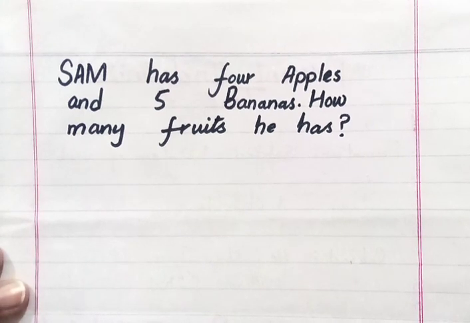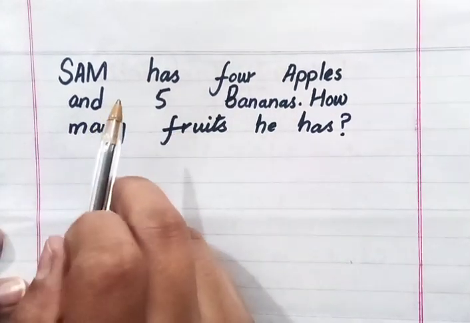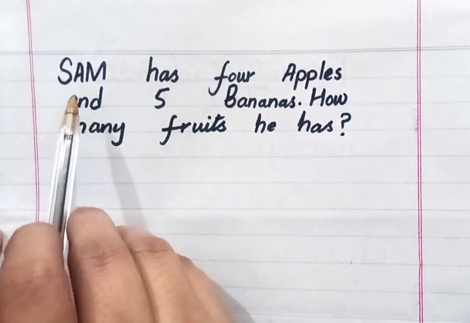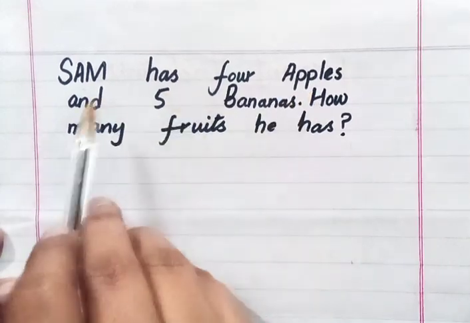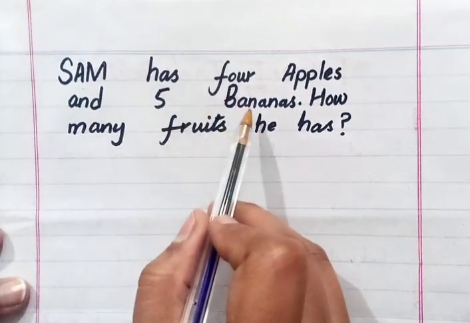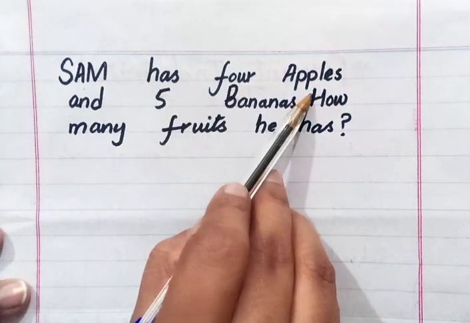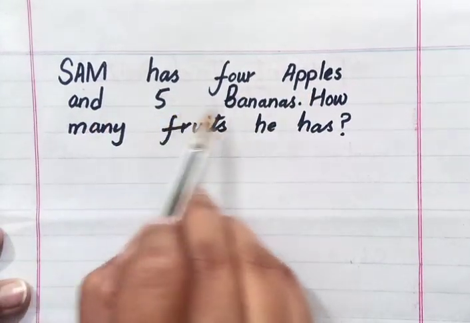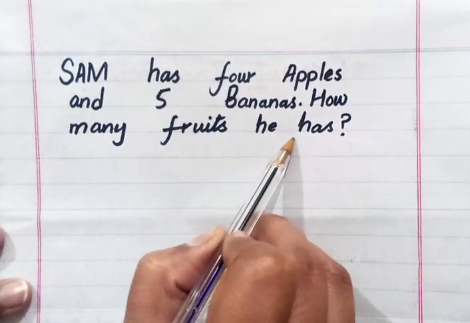Today we are going to learn sums of addition. I have a question for you all. Kids, listen carefully. Sam has 4 apples and 5 bananas. How many fruits does he have?